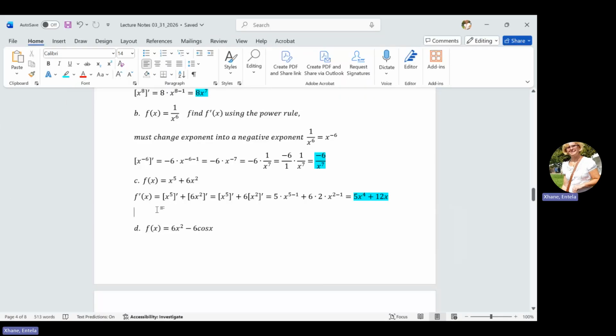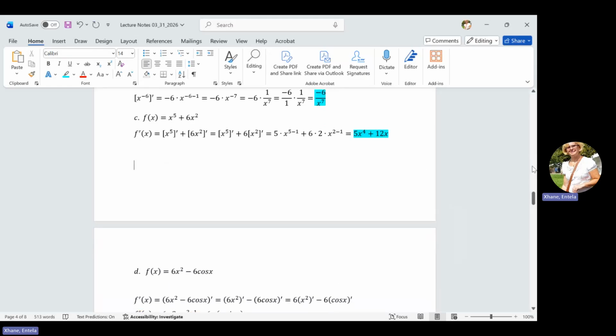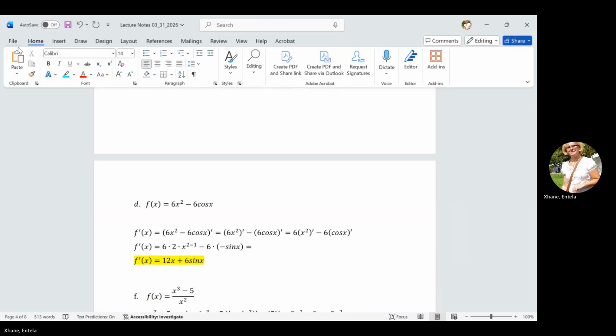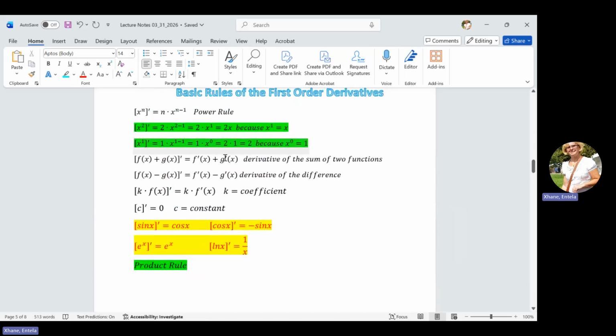So we are working with part D. Part D, let me move this into the next page. Function is 6x squared minus 6 cosine of x. Again, it's a two-scenario application. So we are differentiating using the rule known as the rule for the difference between the two functions. So you're allowed to distribute the derivative. If you have f of x minus g of x differentiated, that's going to be f prime of x minus g prime of x.